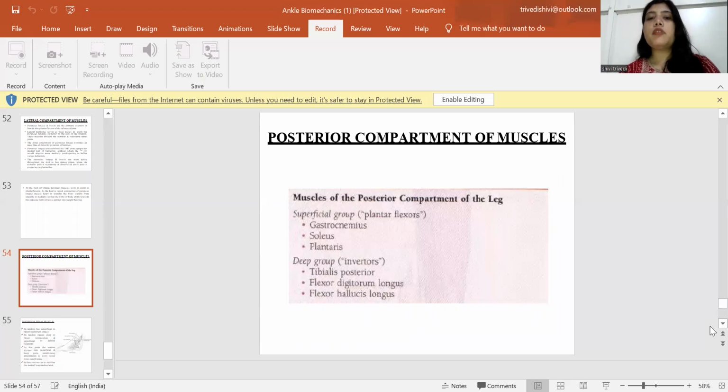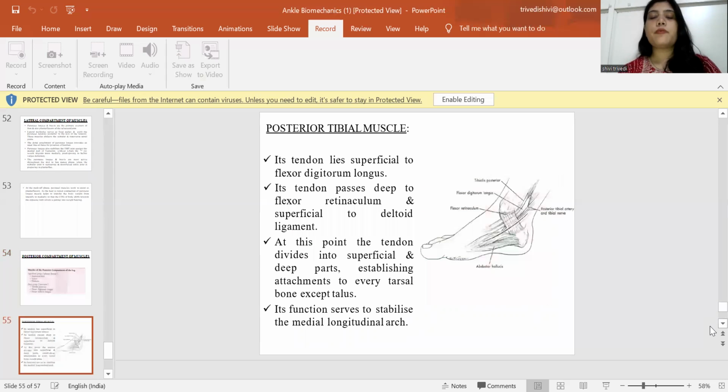Now, the posterior compartment muscles. The superficial group is gastrocnemius, soleus, and plantaris. The deeper group muscles are tibialis posterior, flexor digitorum longus, and flexor hallucis longus. The posterior tibial tendon lies superficial to flexor digitorum longus. Its tendon passes deep to the flexor retinaculum and superficial to the deltoid ligament. At this point, the tendon divides into superficial and deep parts, with attachments to every tarsal bone except the talus. Its function serves to stabilize the medial longitudinal arch.